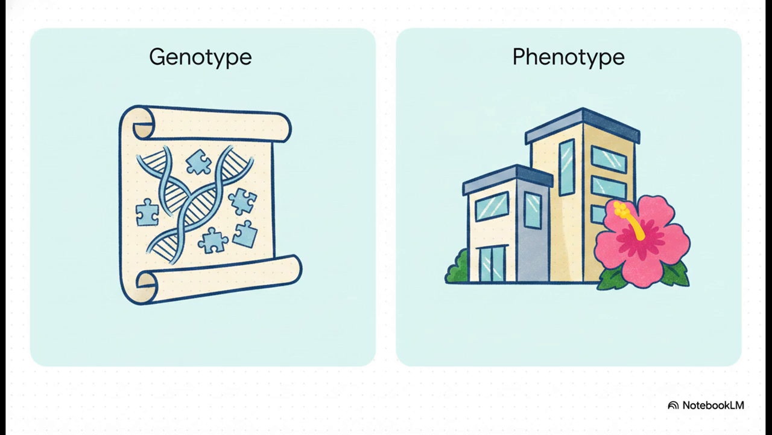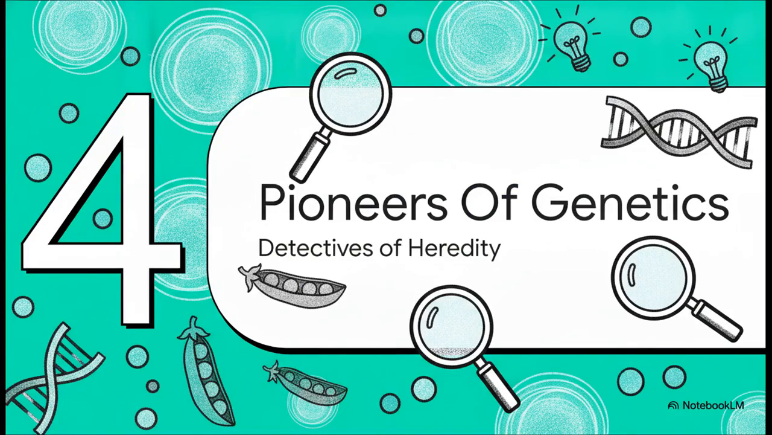The phenotype, however, is the physical feature that results from that genotype. It's the red or white color of the flower. It's the actual physical trait we can observe with our own eyes. Simply put, genotype is the blueprint and phenotype is the finished building. That takes us to Section 4, the pioneers of genetics, the detectives of hereditary.